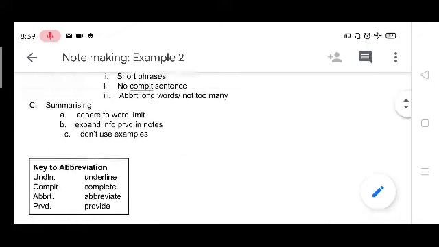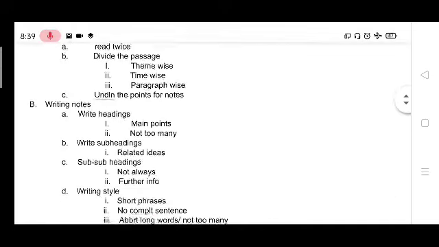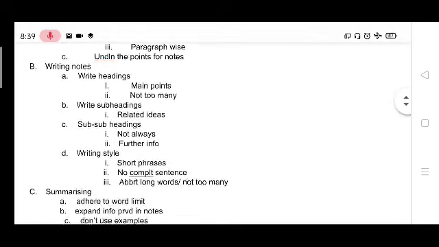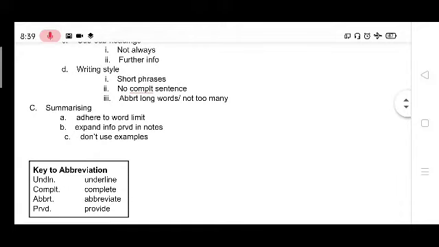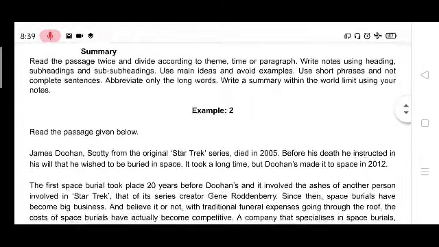So, see, one example of note making I have given you where we have discussed the procedure and I have written notes on the procedure. So you can once again go through the video and look at this first part of the video where we have written the procedure of note making in form of notes, and we have also written the key to abbreviation, and we have also given the summary. Now let us take this example.